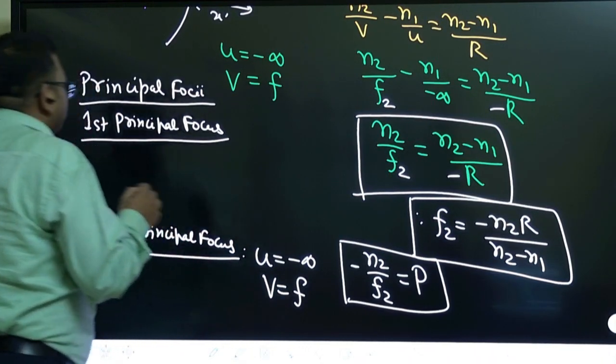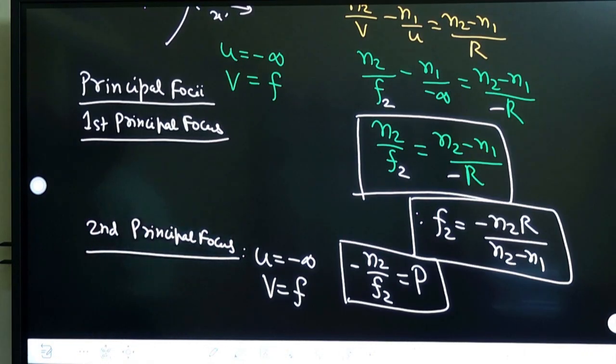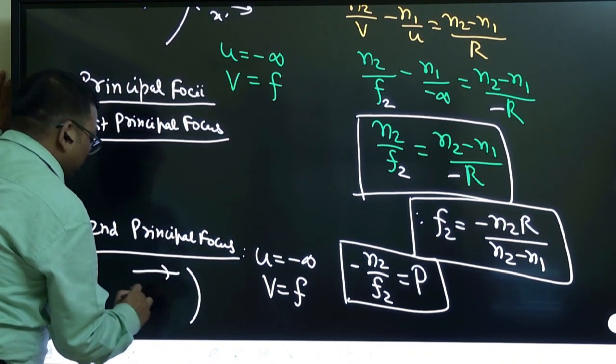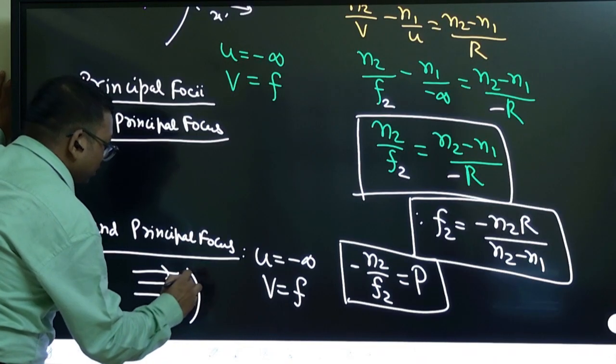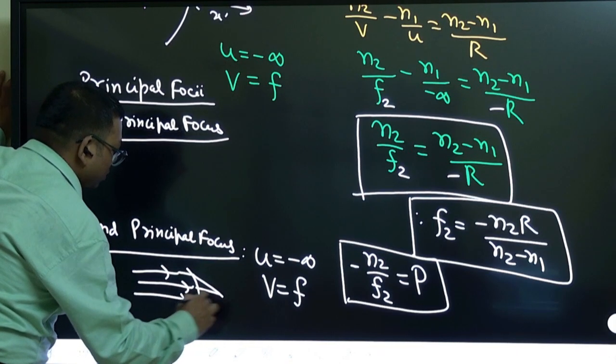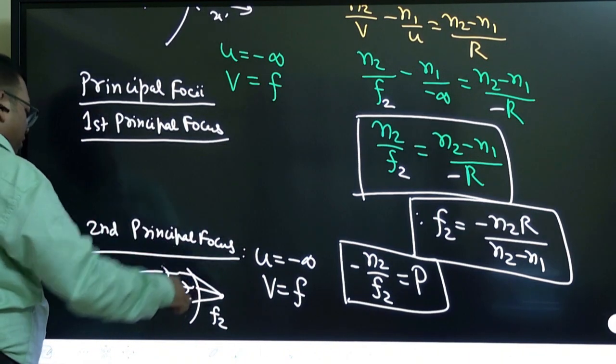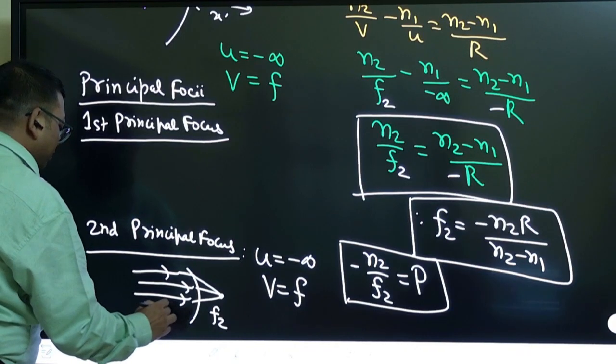Similarly, what is the first principal focus? How do we define it? In the previous case, we are taking parallel rays, and parallel rays meet at the focus. That focal length is f2, which we calculated here. So u we have taken as minus infinity.